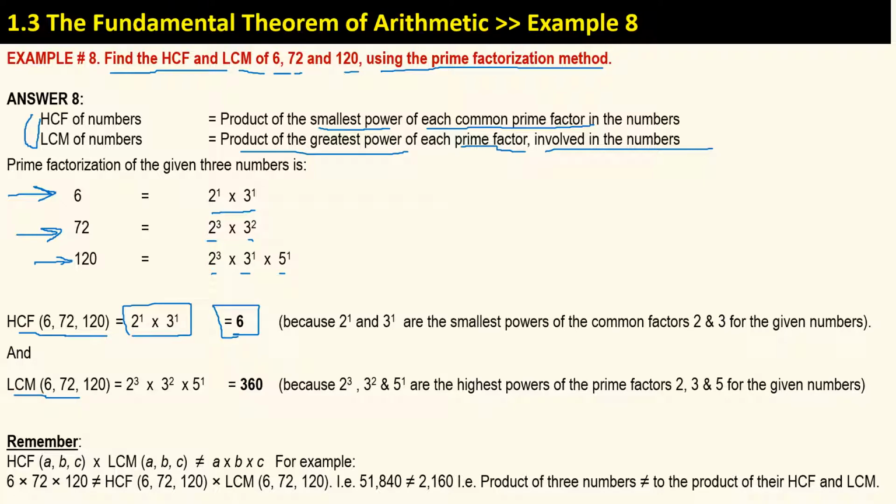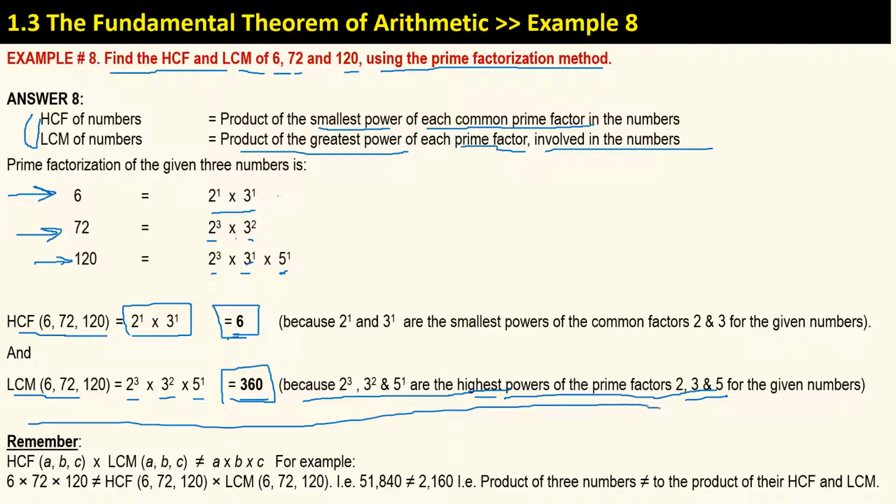Similarly, LCM of the three numbers will be 2 raised to power 3, 3 raised to power 2, 5 raised to power 1, which is equal to 360, because as per the definition, we have to take the highest powers of the prime factors 2, 3 and 5 in this case. So all the prime factors involved are 2, 3 and 5, and we take their highest powers to get the LCM. So we have found the LCM to be 360, HCF to be 6. So this completes our answer to this question number 8.